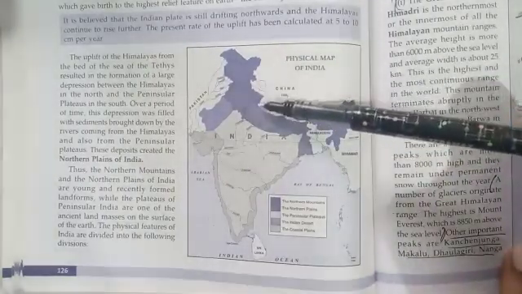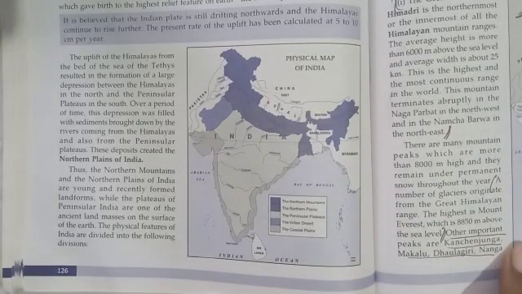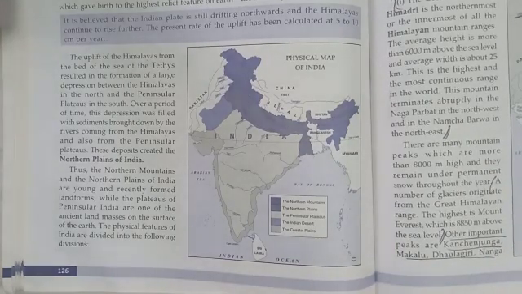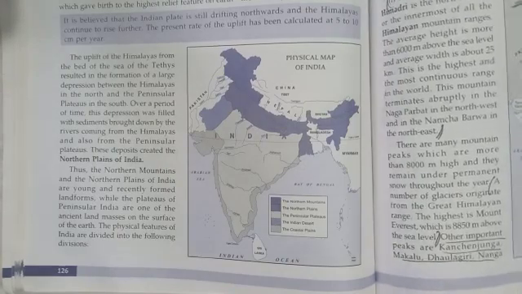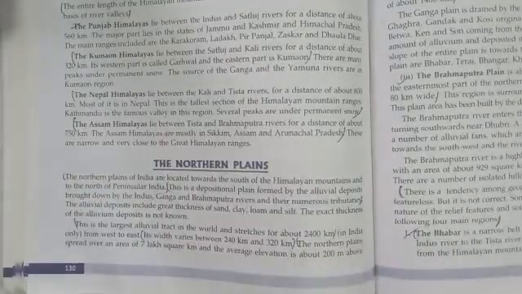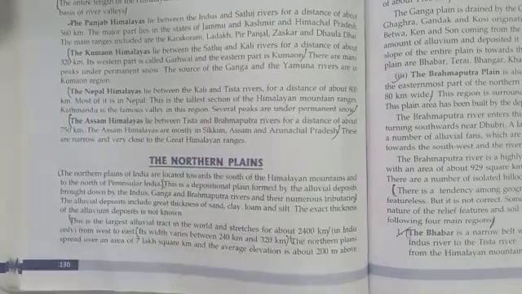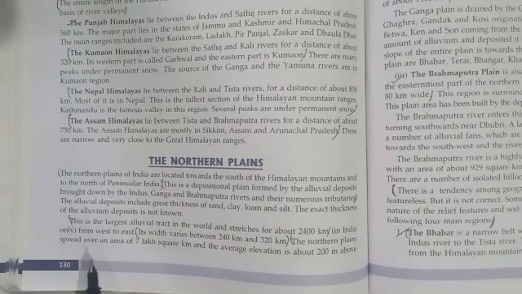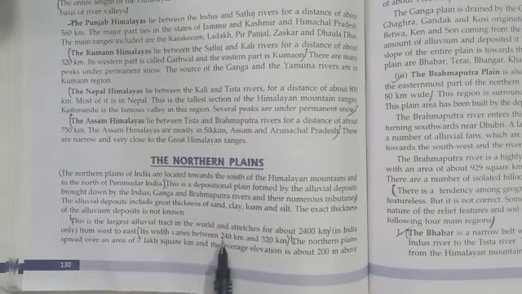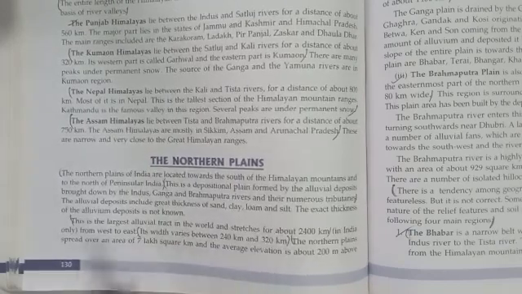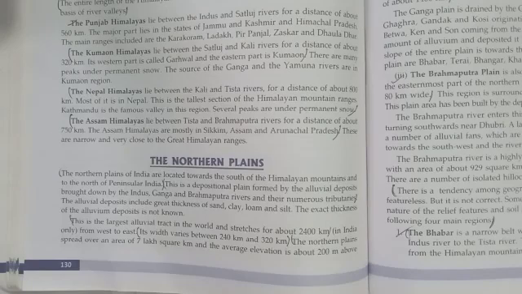This plain is a depositional plain formed by the alluvial deposit brought down by the Indus, Ganga and Brahmaputra rivers and their numerous tributaries. This is the largest alluvial tract in the world, and it stretches for about 2,400 kilometers. Its width varies between 240 km to 320 km. This is the variation in the width of the northern plain.